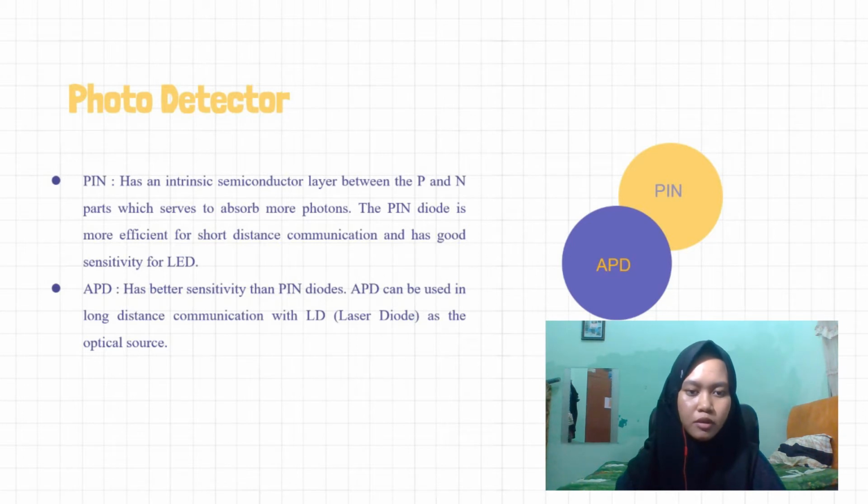The first one is PIN or positive intrinsic negative. It has an intrinsic semiconductor between P and N parts which serves to absorb more photons. And the APD or avalanche photodiode has better sensitivity than PIN diodes. And then APD can be used in long distance communication with LED as the optical source.